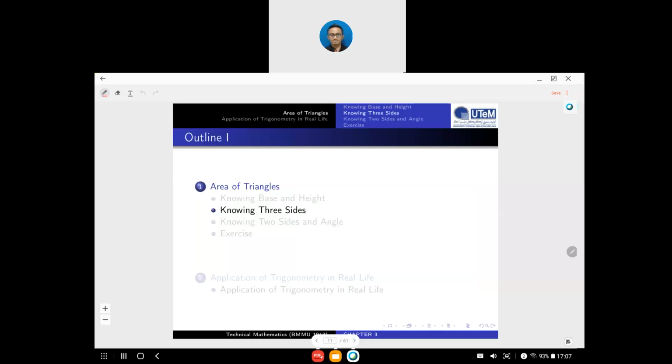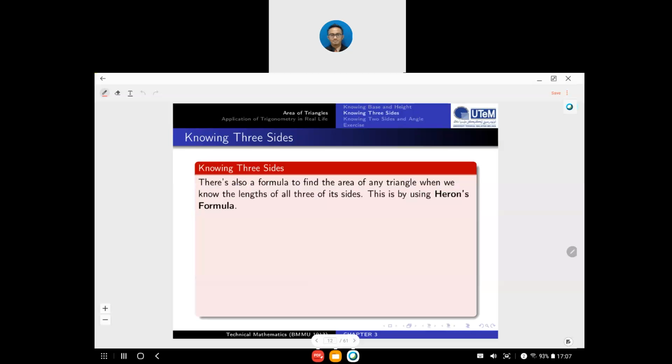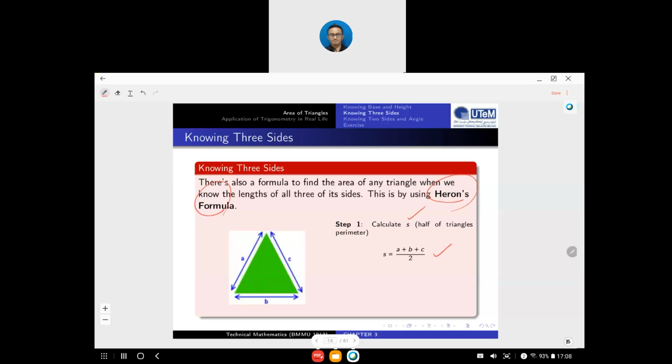The second one, when you know three sides. When you know the three sides of the triangle, we can calculate the area by using Heron's formula. You know the sides a, b, and c. We need to calculate the value of s first in order to use Heron's formula. s is a plus b plus c, where a, b, and c are the sides, and then divide by 2.